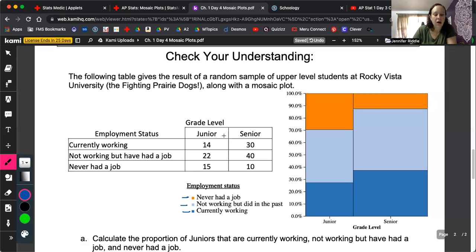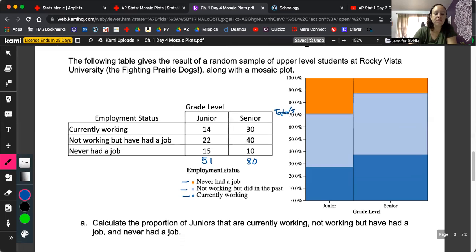So we have our grade levels here, and we talked yesterday about a top tip would be to go ahead and add up your totals. So we're going to need to know how many juniors we have. 14 plus 22 plus 15 is a total of 51 juniors that we surveyed. And our seniors are 30 plus 40 plus 10. So we have 80 seniors that were surveyed. Before we could go ahead and do the totals over here, I'm not going to today, but always an option to remember as you go through this.